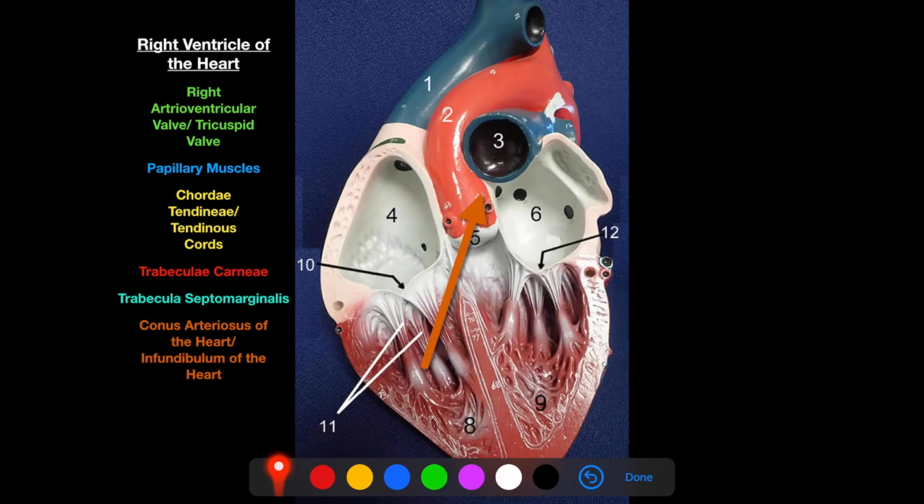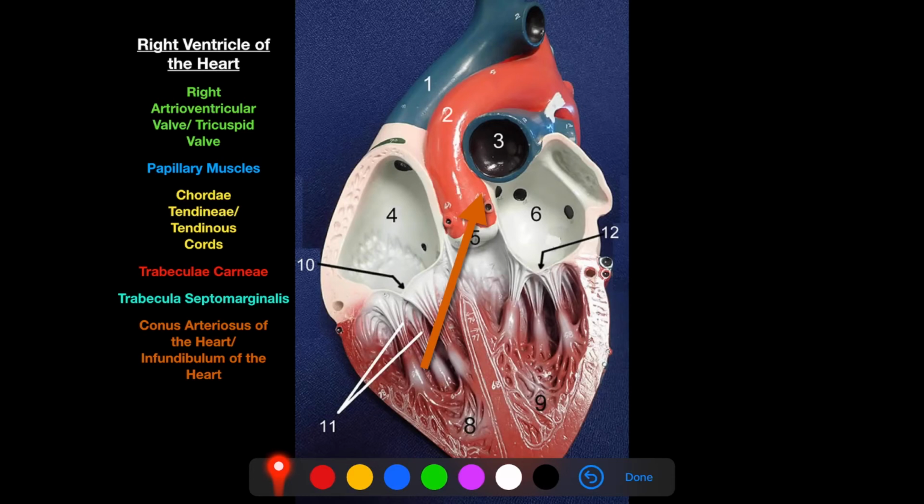entering the pulmonary trunk. Okay, so conus arteriosus, and it's called conus because it kind of makes a cone shape right here, or you can call it infundibulum of the heart. That just leads to the pulmonary valve, which you cannot see. This model doesn't have the valve. The valve would be right around here. This is part of the pulmonary trunk right here, but it's been cut off for display reasons.